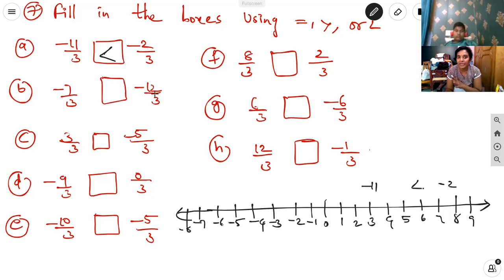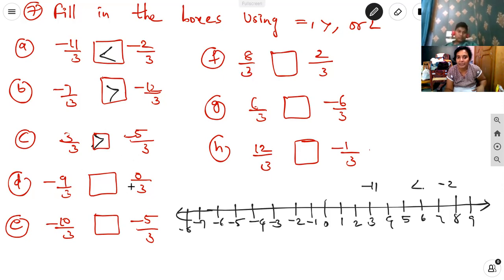Here also, minus 7 and minus 12 are there. Minus 7 by 3 is more in value comparatively to minus 12. By the numbers, 12 is more, but when we put the negative sign, the bigger one is smaller. So this is greater. Why? Because minus 12 is on the left side, minus 7 is on the right side. Here, negatives and positives are there. Negative is always on the left side of the positive number. So 3 by 3 is greater than minus 5 by 3.